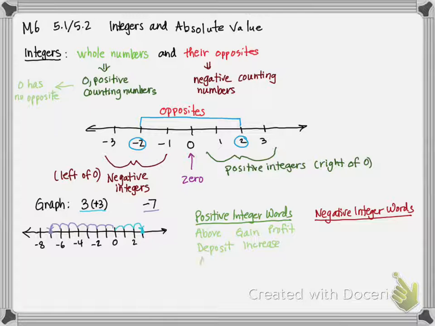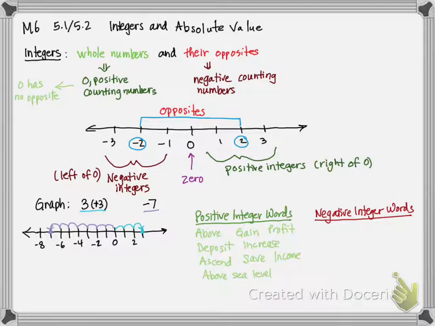we have ascend, save, income, money's coming in, and then here's a whole phrase, above sea level. So we live above sea level. If we didn't, we'd be wet.